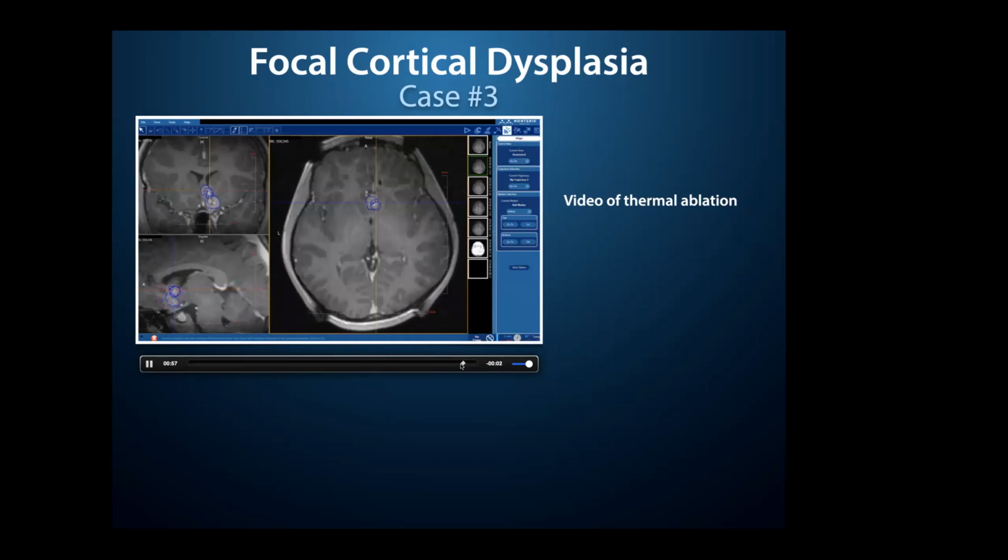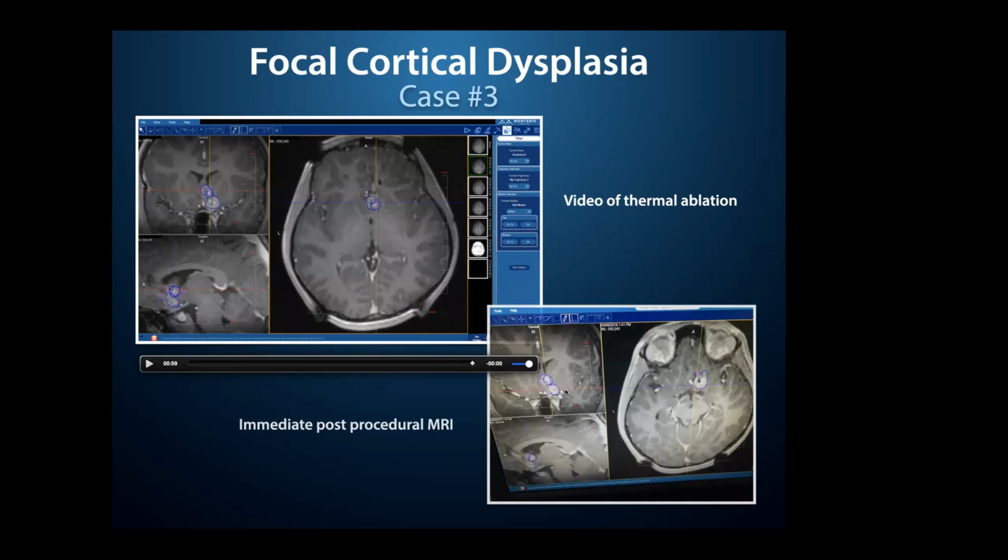I think that was a good approach for this lesion because it was fairly geometrically difficult to imagine a single probe and also an open approach getting here. And this is the immediate post-procedural MRI scan that you can see here.